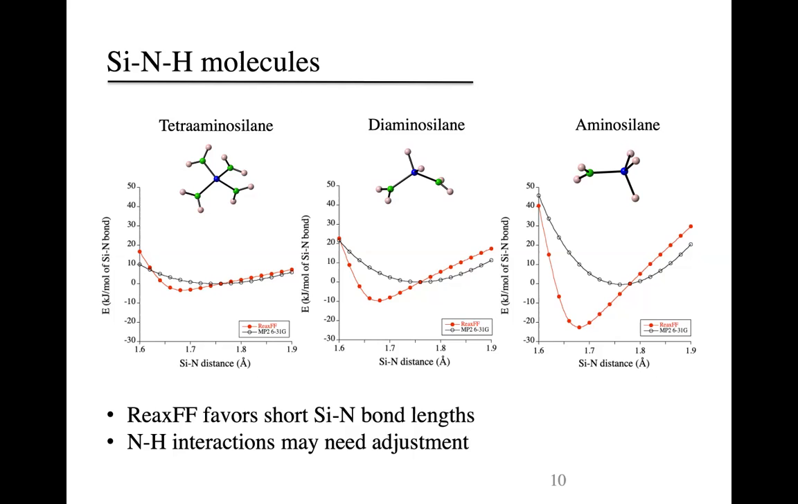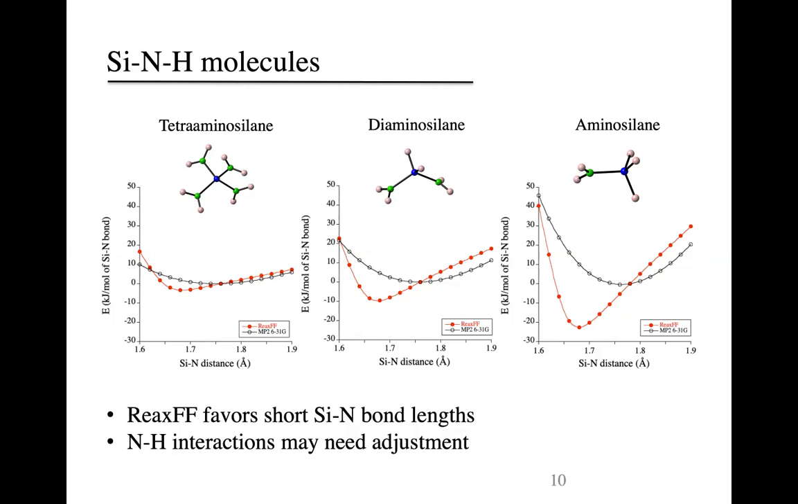Here, energies are relative to the lowest energy structure in each diagram. ReaxFF does a good enough job with tetraaminosilicate, which has 4 silicon-nitrogen bonds, and you can see that in the diagram on the left. But as we go from left to right, the ReaxFF curves do progressively worse as the number of silicon-nitrogen bonds in the molecules decrease.